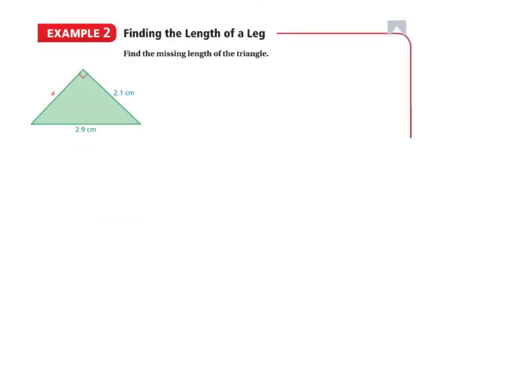Okay, so here, what happens if our leg is missing? Well, a squared plus b squared is still equal to c squared. That's our thing. So the only difference is here we're missing an a squared. And we have our b squared, which if you're unsure which one's b, it's going to be the shorter side, and since 2.1 is shorter than 2.9, well, that's it. So plus 2.1 squared is equal to 2.9 squared.